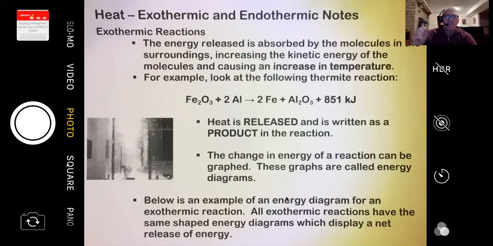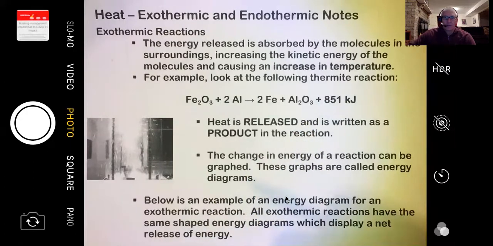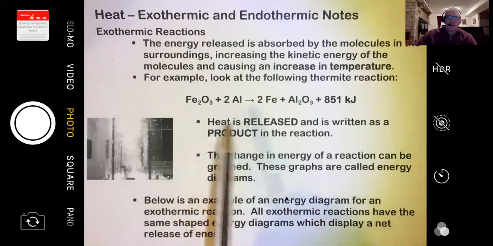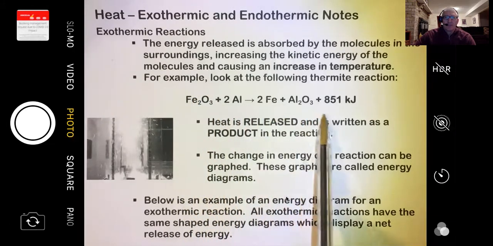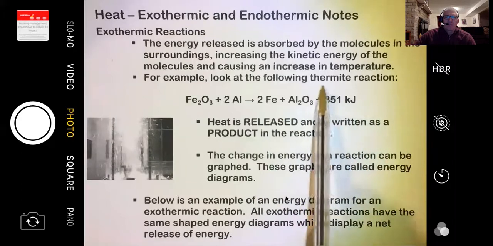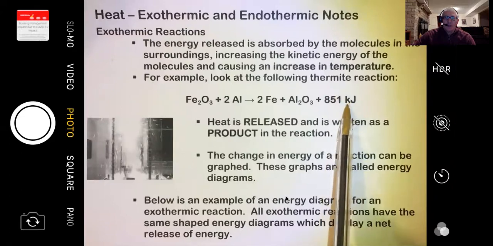All right, so let's talk more about an exothermic reaction. We can represent exothermic reactions in a couple of different ways. The first is using our old-fashioned way of writing a chemical reaction. Notice that we have this term over here, and we talked yesterday about energy units. This would be kilojoules, which is literally thousands of joules.